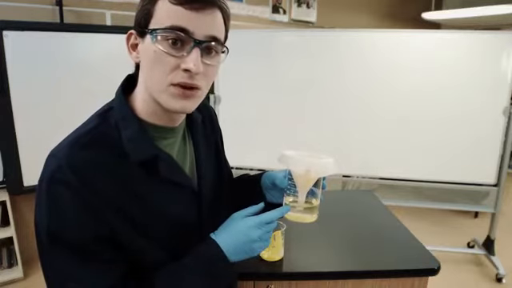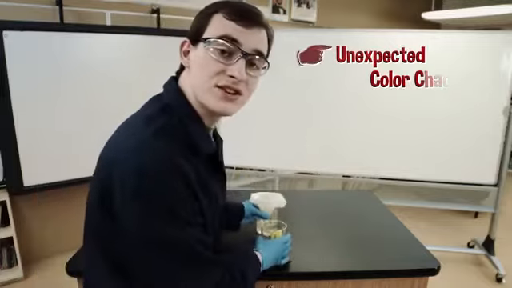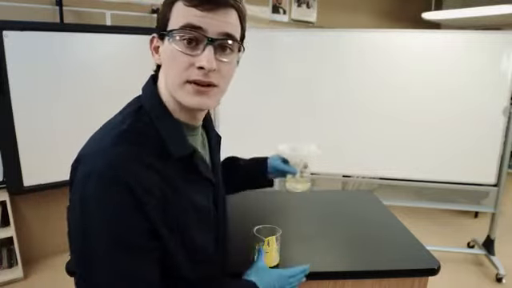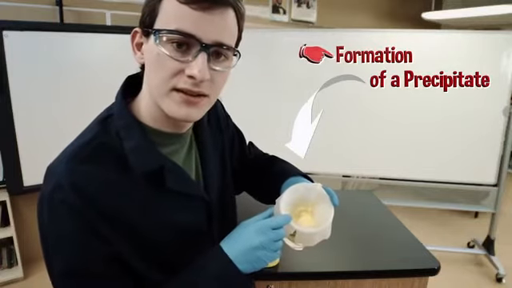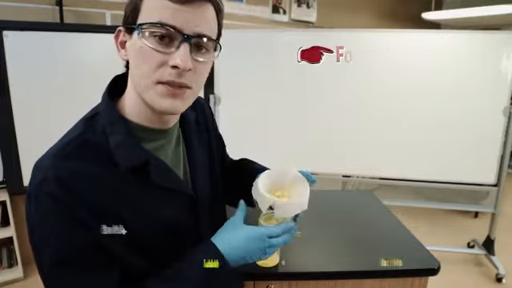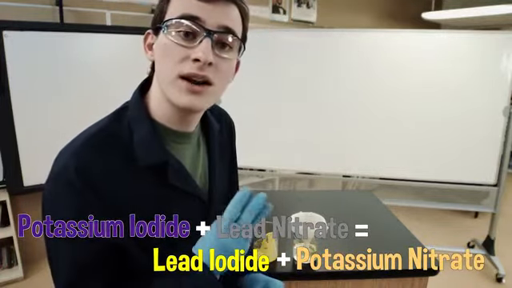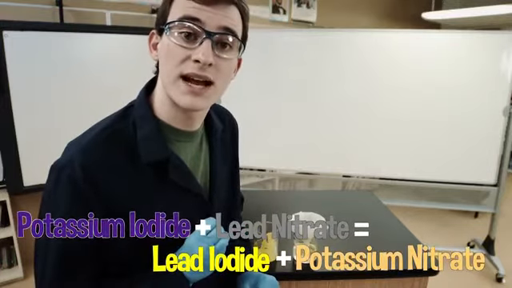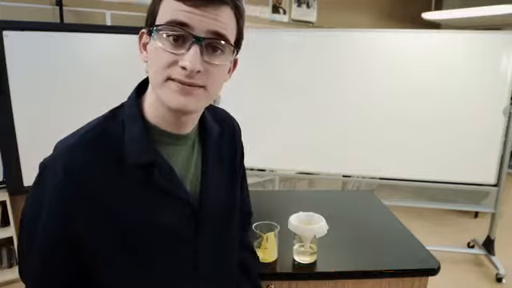So, David's sign was that a color change had occurred, but we have another sign of a chemical reaction here. A precipitate formed. You can also see it in the filter paper here. And that's just that solid stuff that came out of the solution. So, we already have covered 3 clues that a chemical reaction has occurred. What do you think the other 2 clues will be?